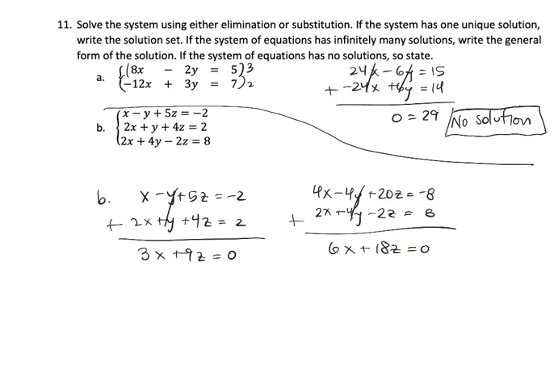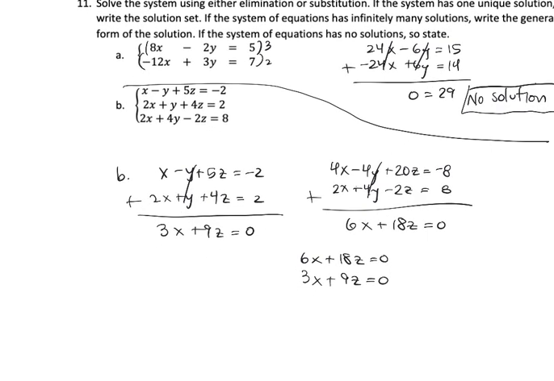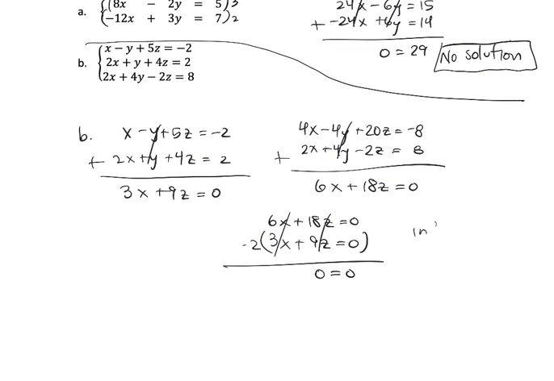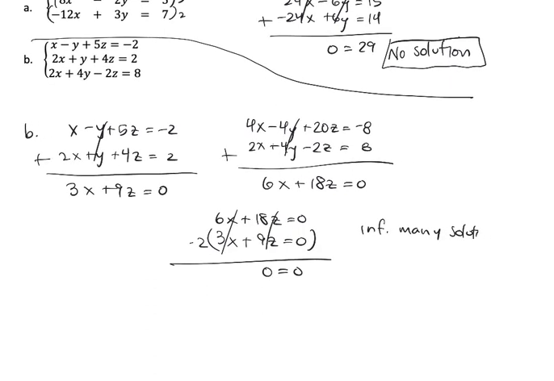Now I take the results from these first two steps and combine them into a new system of equations. Now if I multiply the bottom equation by -2, x cancels, z cancels, so we have 0 equals 0. That's an indication of infinitely many solutions.